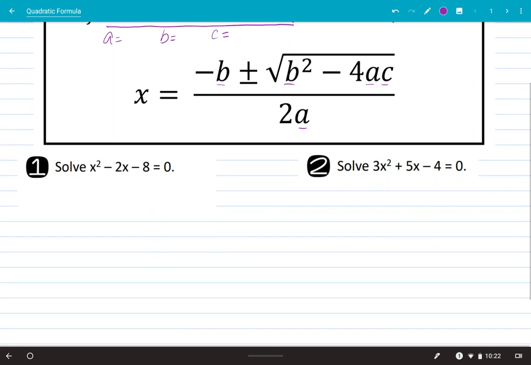So here we go. So very first thing, we see number 1. It's already in the form we want. It equals 0, and we have it in order from x squared to nothing. So a is 1, b is negative 2, and c is negative 8. Now we're going to plug it into our formula.